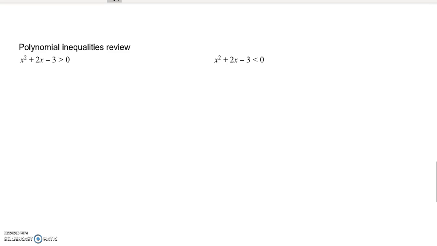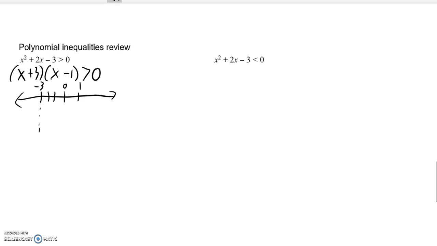So let's take a little bit of time here just to look at polynomials. When we were doing polynomials, we first learned how to factor things. So we can factor this into x plus 3 times x minus 1. We're looking at where this is greater than 0. So if we make a chart, our positive 1 and our negative 3 make this function 0. Which means in each one of those sections, our function is either going to be positive or negative.